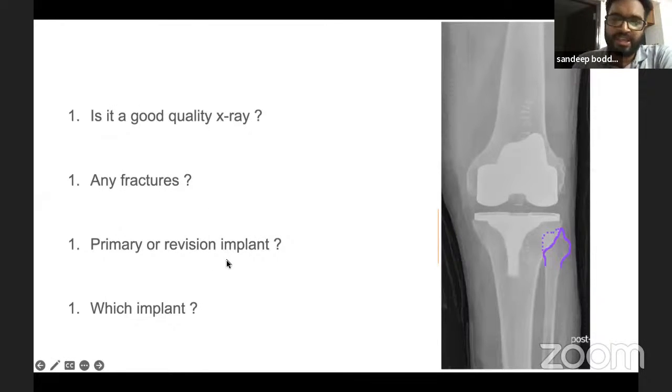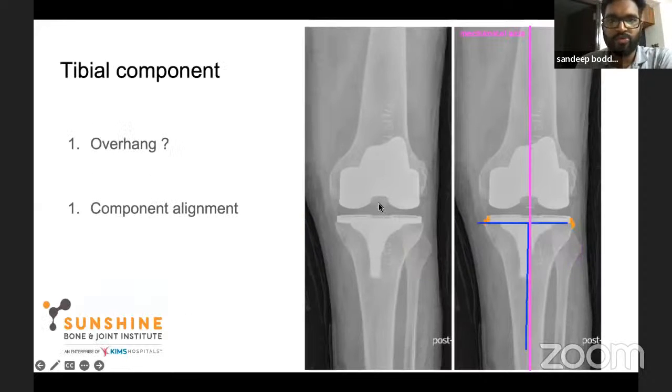First, you have to recognize the implant, because PFC has one type of design and BP, Biomet Purpose, has a different type of design. So whenever a post-op X-ray comes to you, first try to identify the implant design, which implant company it is. Is it a primary or revision implant? If you're seeing just a femur and tibia, definitely it is primary. If you're seeing a long post in between, it could be a constrained implant. And if you are seeing a communication between the femur and tibia, with a large metal piece between both, maybe it is a hinge implant. In that way, you should be able to identify.